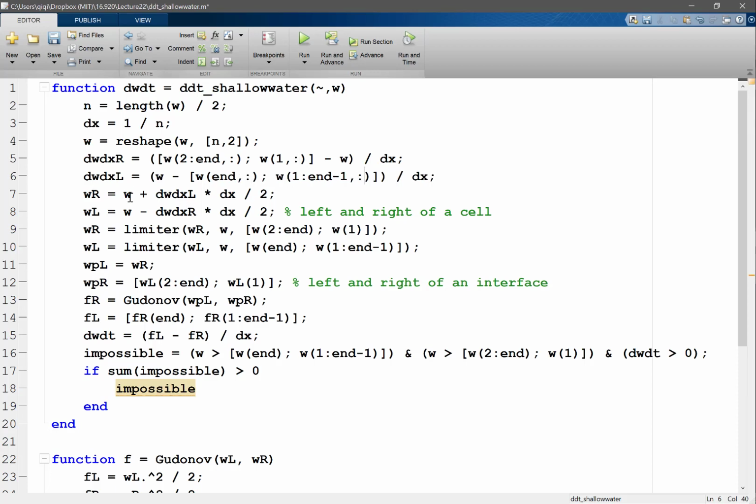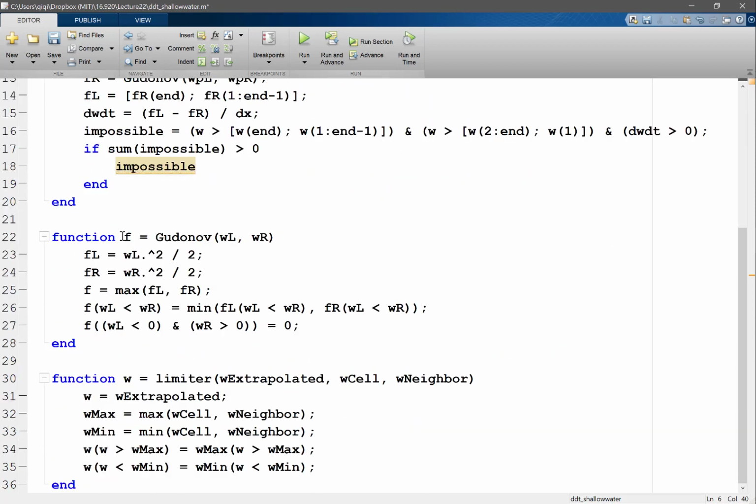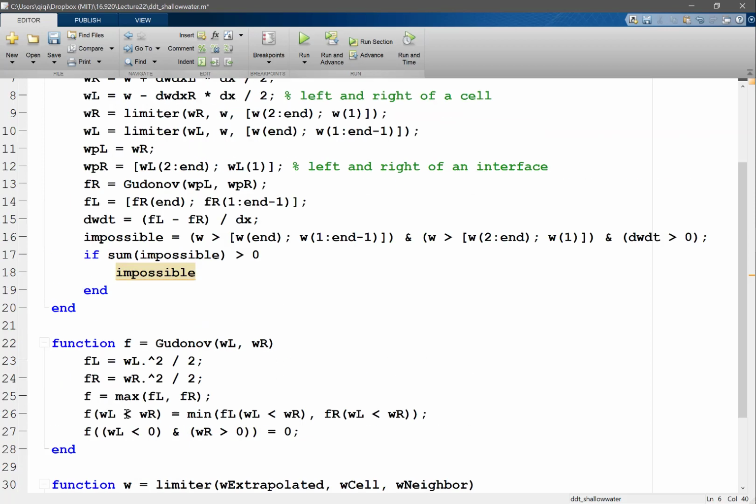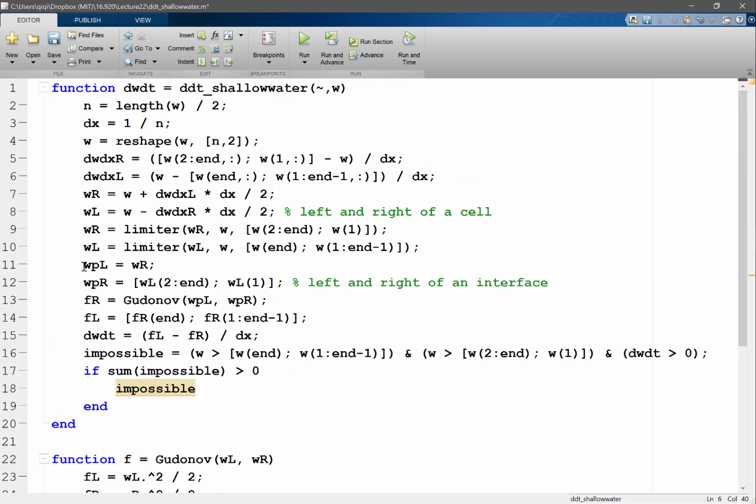Okay, so I have my left and right states. I apply the limiter. Let me just make sure the limiter would actually work. Okay, and I set the interfaces. Now, instead of the Goodenough scheme, I have to use an approximate Riemann solver, right? So we'll comment out this Goodenough scheme.